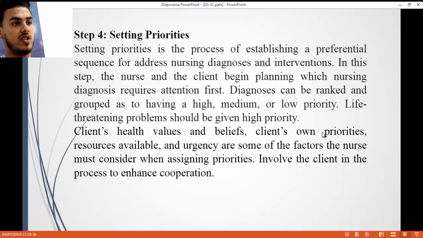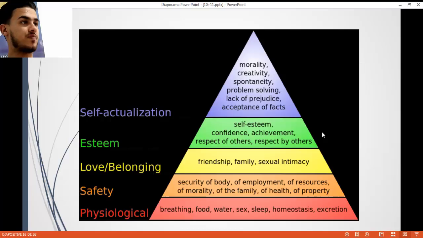Life-threatening problems should be given high priority. Clients' health, values, and beliefs, clients' own priorities, resources available, and urgency are some of the factors the nurse must consider when assigning priorities. So all those elements, you have to take care of them and classify them from the high risk to the low risk level. Of course, by involving the client in the process to enhance cooperation and communication with your patient.